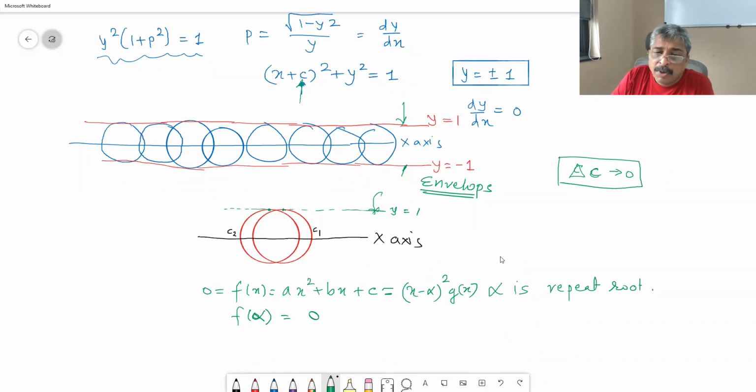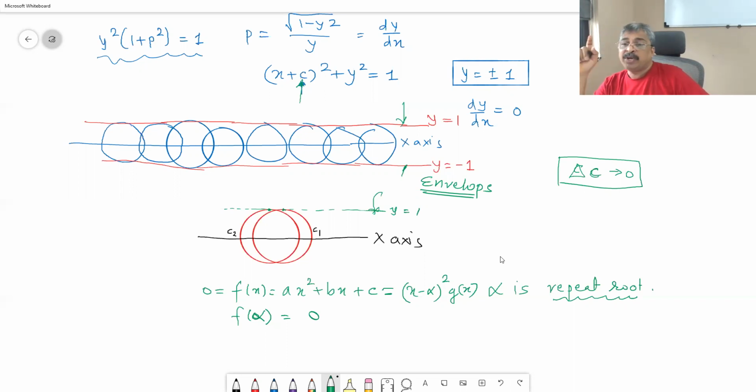But then this repeat root, you must be remembering from when we were in 9th standard, when we were trying to use the factor theorem and putting those factors. Suppose we put 1, then x minus 1 is a factor if we get 0. If we put 2 and get 0, x minus 2 is a factor. But we had trouble when 1 was a factor of the given polynomial 2 times.